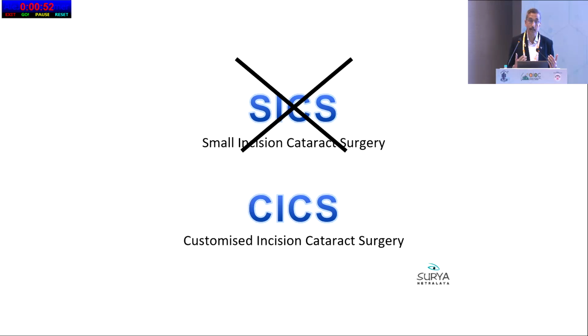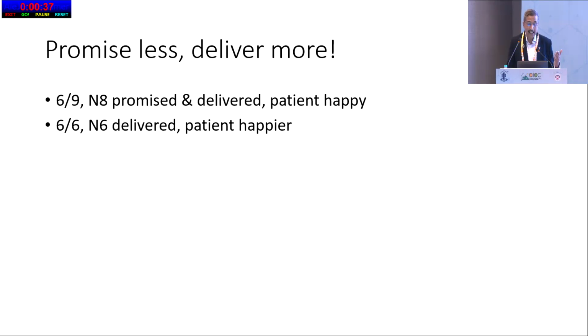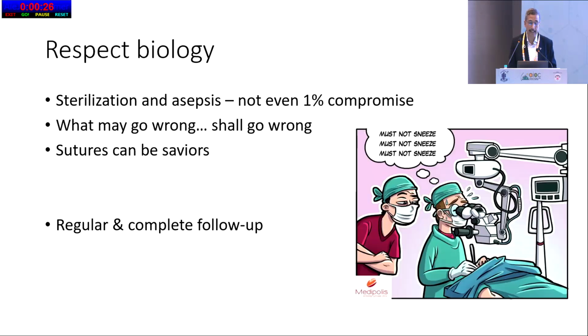When we have a patient, we have to look at the patient's needs, budget, ability to pay and also willingness to pay, because we have seen many times that patients are able to pay but are not willing to pay that much for cataract surgery. In that case we can choose the technique and give the best results. We always promise less and deliver more, because by doing that we have happier patients.